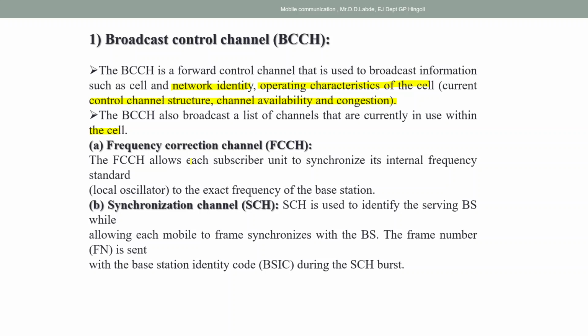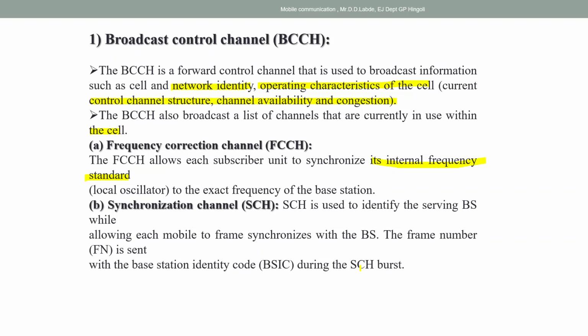Then it has the frequency correction channel, that is FCCH. Basically it allows each subscriber unit to synchronize its internal frequency standard. Your FCCH is used to synchronize the local oscillator to extract the exact frequency of the base station. Second is the synchronization channel, SCH. This is used for the serving base station, allowing each mobile to frame synchronize with the base station. The frame number is sent with the base station identity code during the SCH burst.